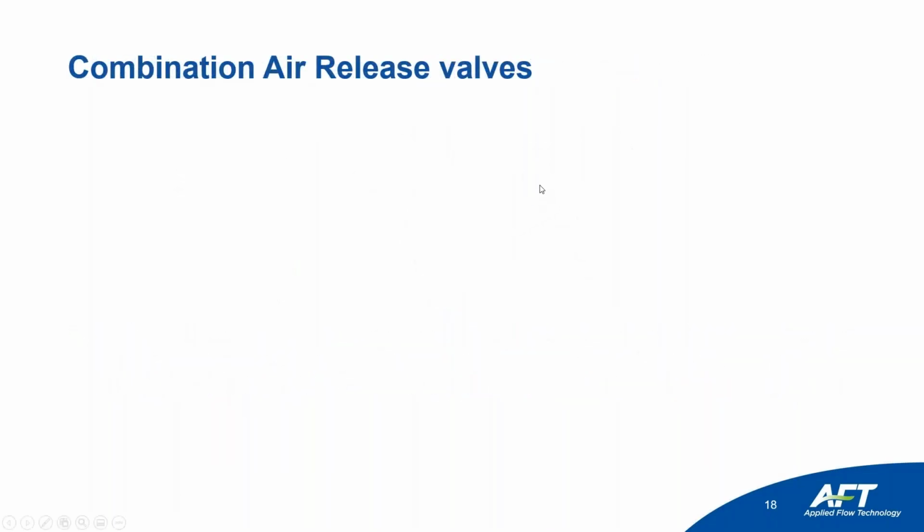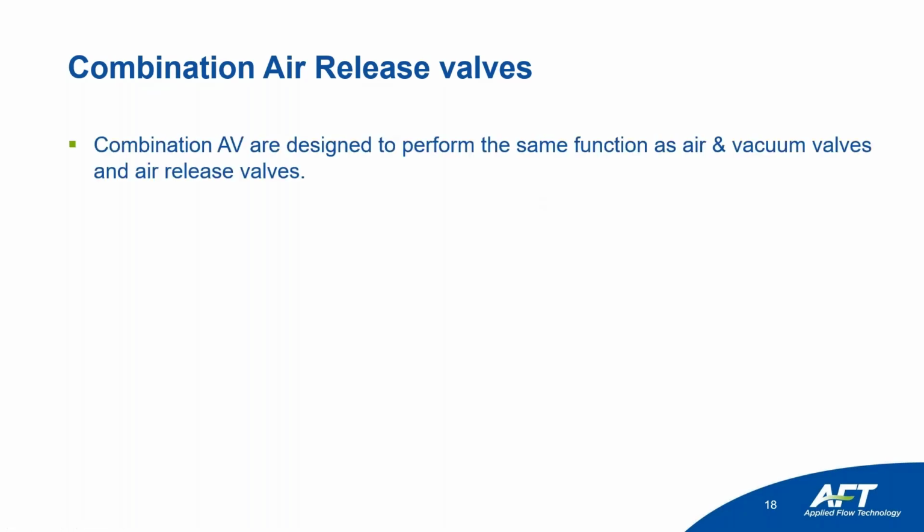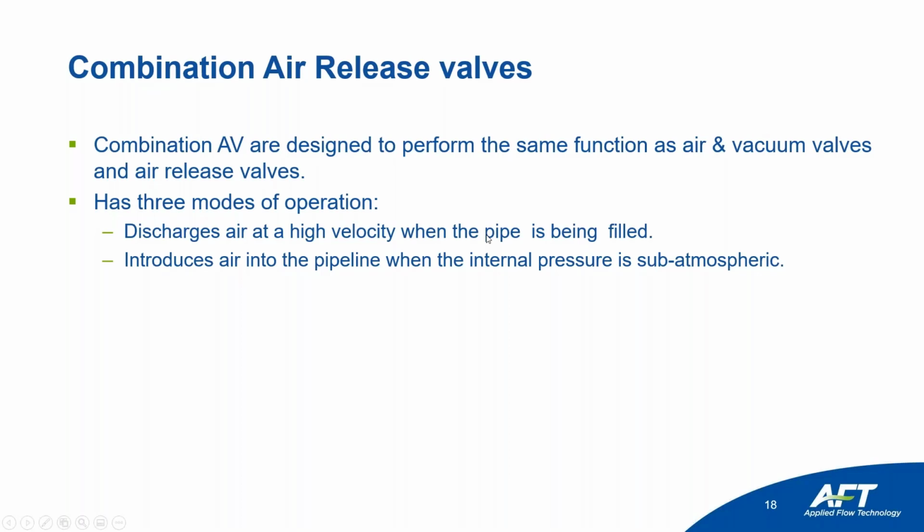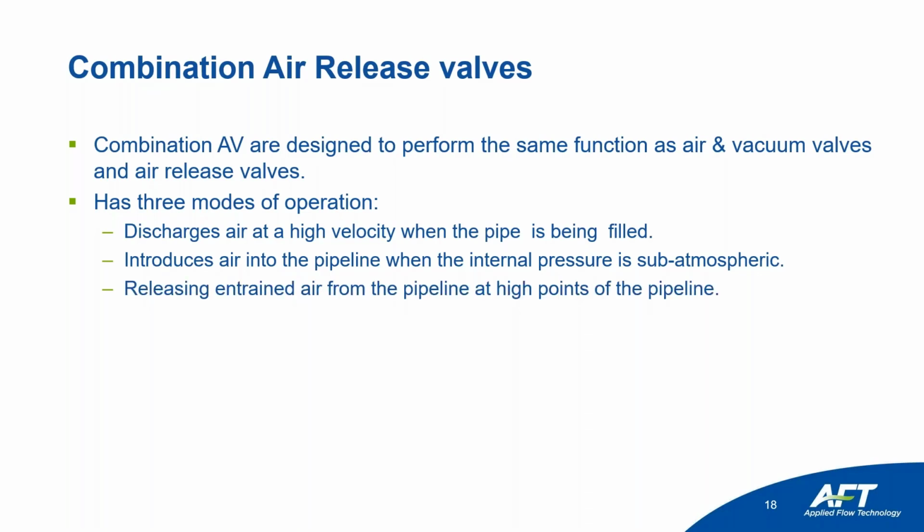So now we have the combination air release valves. This type of valve combines the functions of the two previous valves that we have described. Combination air valves are designed to perform the same function as air vacuum valves and air release valves. It has three modes of operation. First mode, it discharges air at high velocity when the pipe is being filled. Second mode, it introduces air into the pipeline when the internal pressure is subatmospheric, in other words, when vacuum occurs. And third mode is releasing entrained air from the pipeline at high points of the pipe. So it releases small amounts of air when bubbles arrive, to avoid the formation of pockets at the high points.